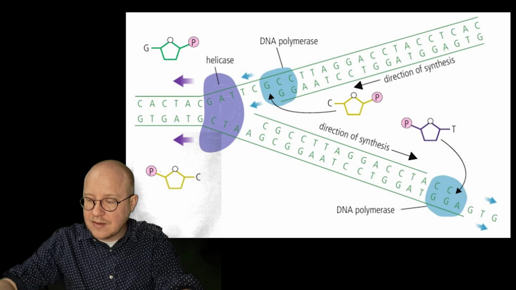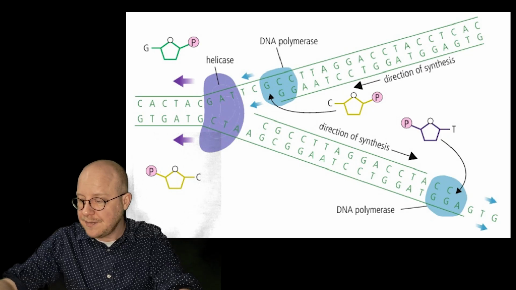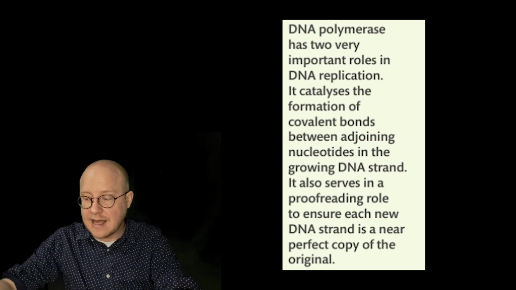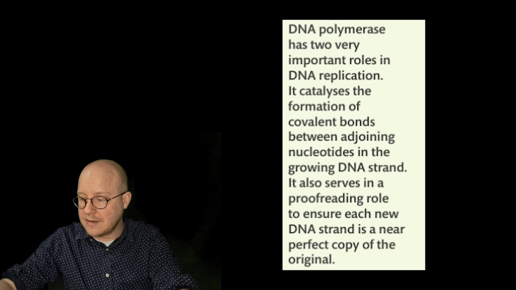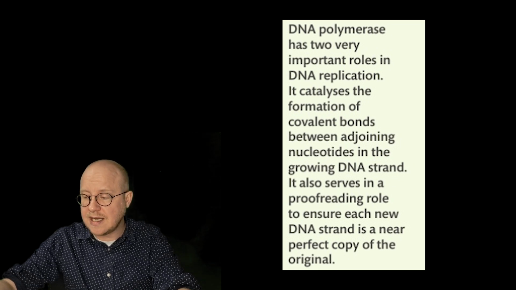DNA polymerase is another key enzyme in DNA replication. DNA polymerase adds nucleotides one by one to the growing DNA chain. DNA polymerase has two very important roles in DNA replication. It catalyzes the formation of covalent bonds between adjoining nucleotides in the growing DNA strand. It also serves in a proofreading role to ensure each new DNA strand is a near-perfect copy of the original.